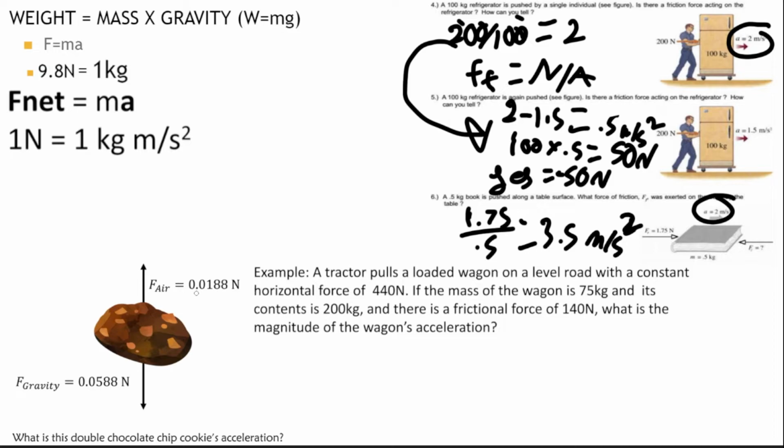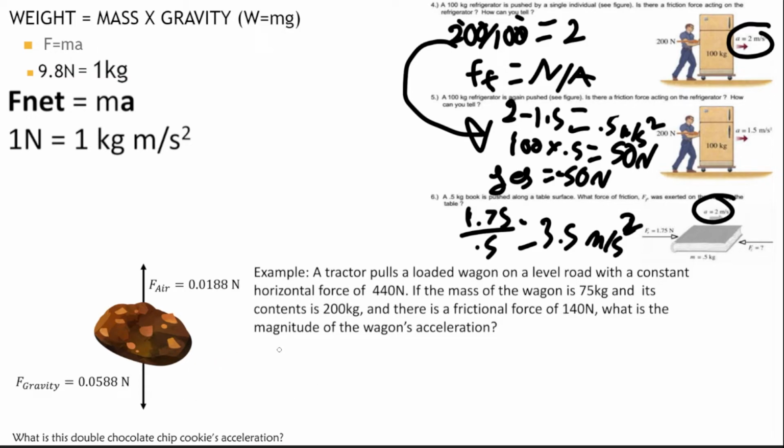So let's begin with this example. A tractor pulls a loaded wagon on a level road with a constant horizontal force of 440 newtons. If the mass of the wagon is 75 kilograms and its contents is 200 kilograms and there's a frictional force of 140 newtons, what is the magnitude of the wagon's acceleration? We have a horizontal force of 440 newtons pulling the wagon, and a frictional force of 140.